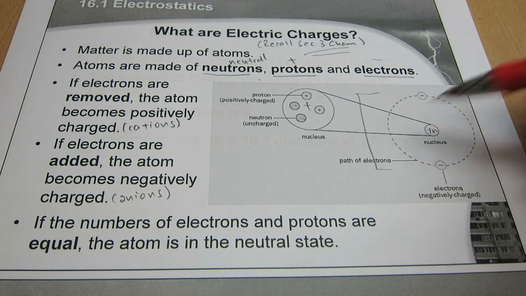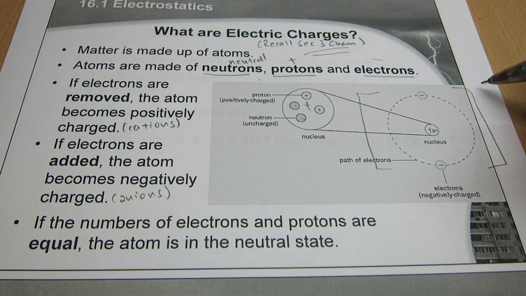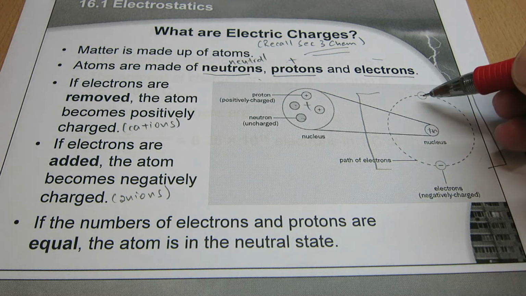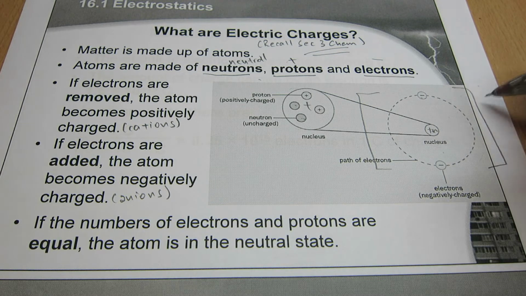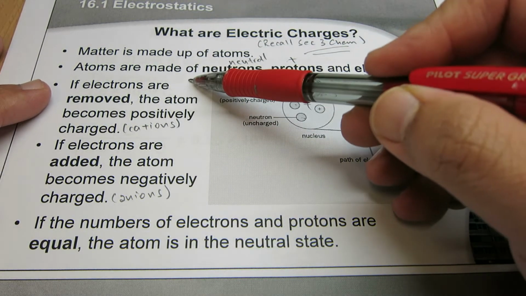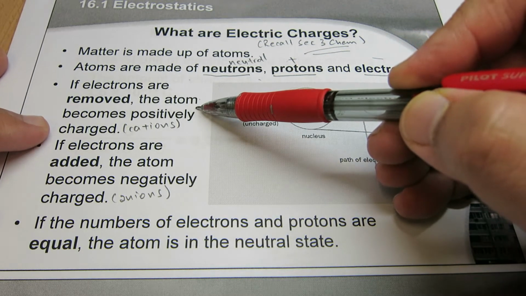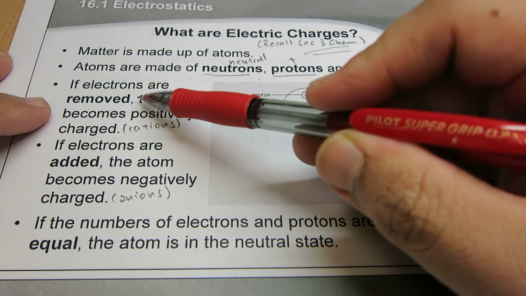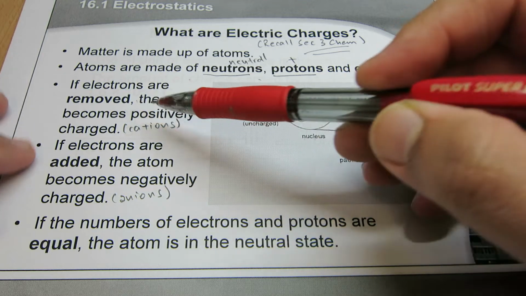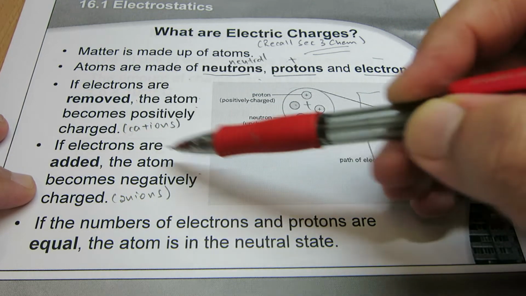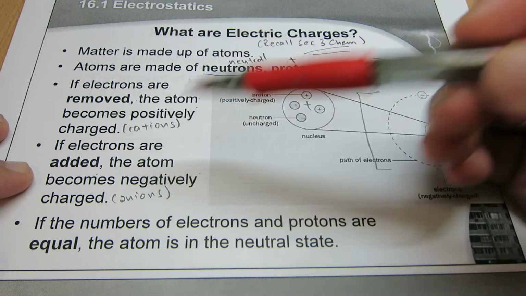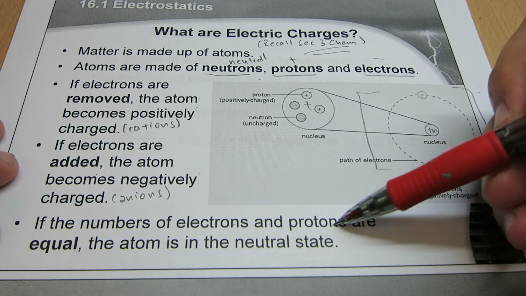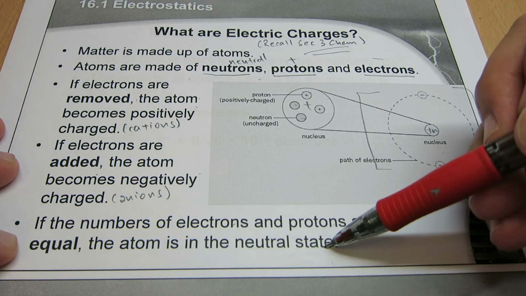So when I look at the atom as a whole, the positive and the negative charges balance out each other, and the atom is neutral. To make an atom positively charged, the only way I can do it is to remove electrons. And if I want it to be negatively charged, I need to add electrons. If the number of electrons and protons are equal, then the atom is in a neutral state.